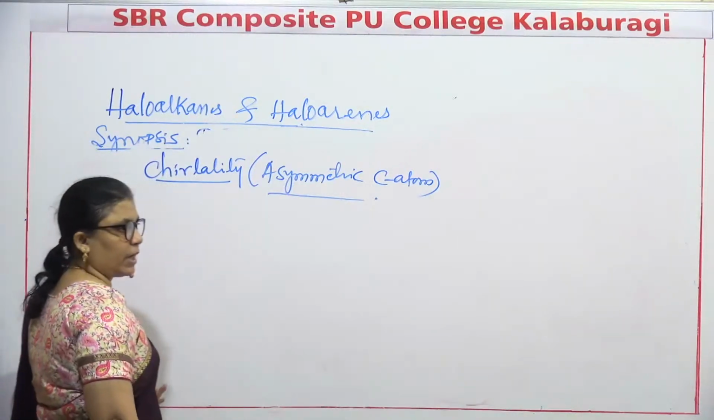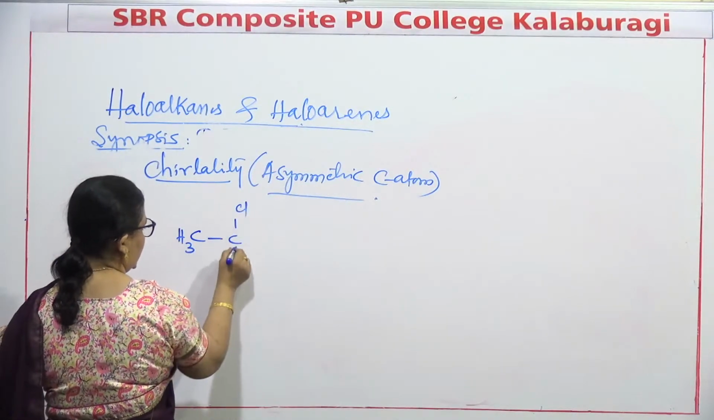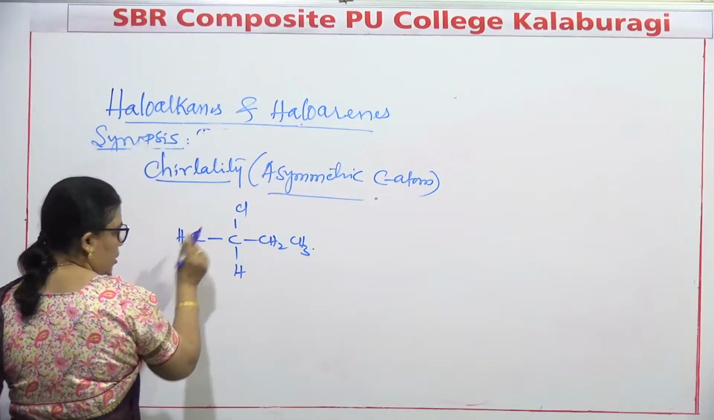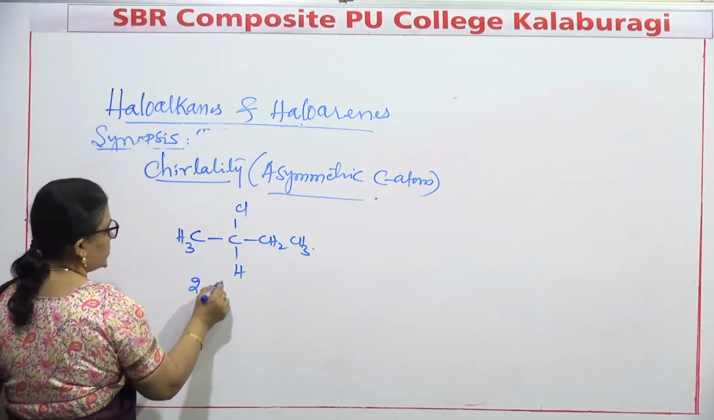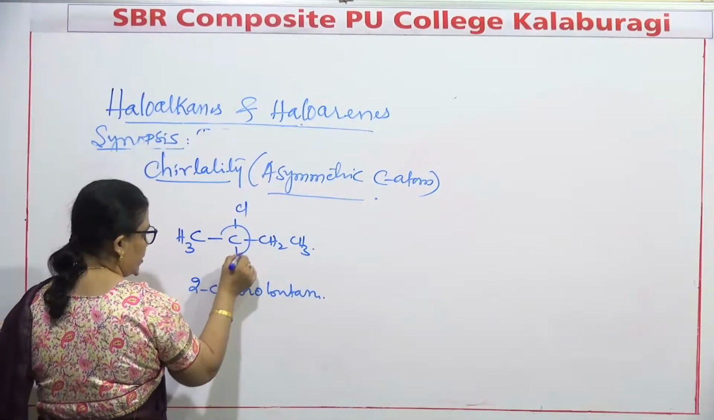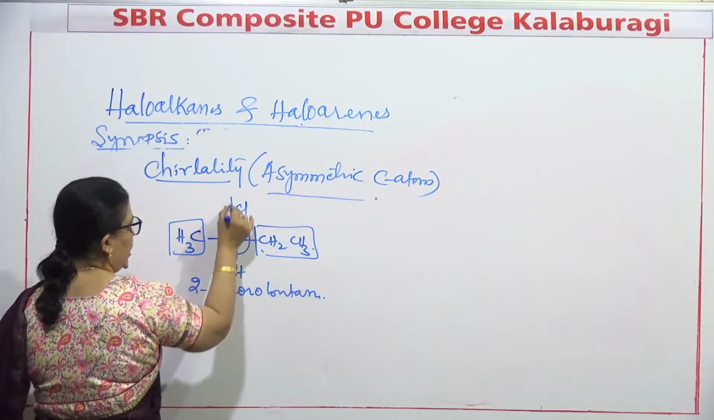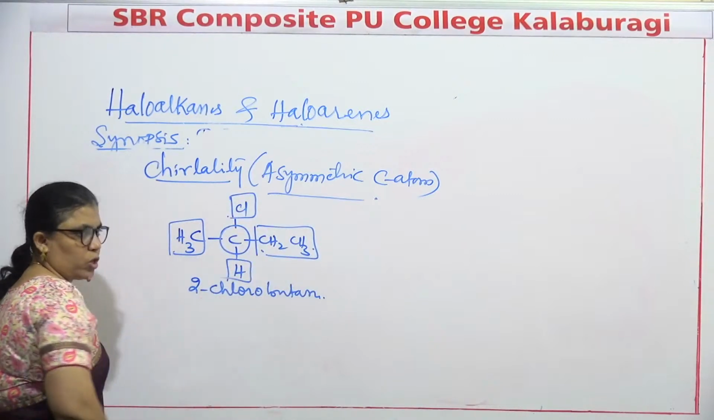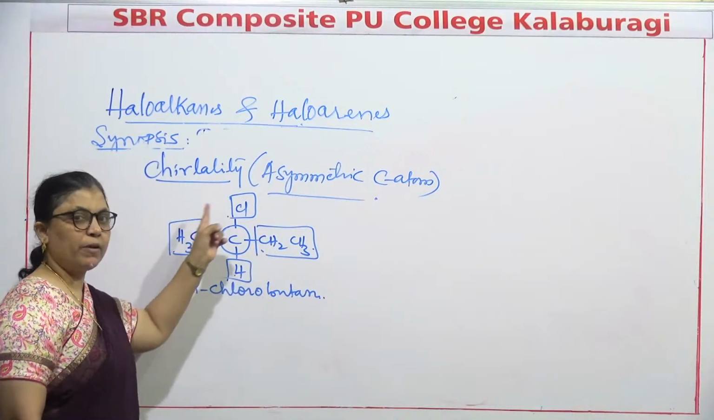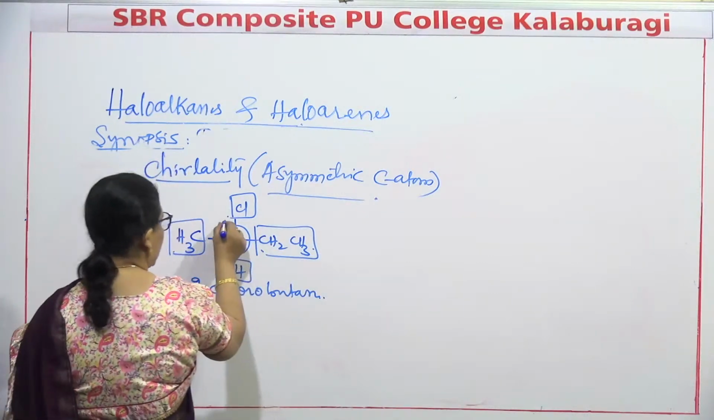Our topic is related to haloalkanes. Let us take the same example: CH3, Cl, H, CH2, CH. This is 2-chlorobutane. Just observe over here, children, this is the center carbon atom linked with methyl on one side and ethyl on the other side. This is chlorine and hydrogen. In 2-chlorobutane, this carbon atom is surrounded by 4 different atoms or molecules. That is called a chiral carbon atom.